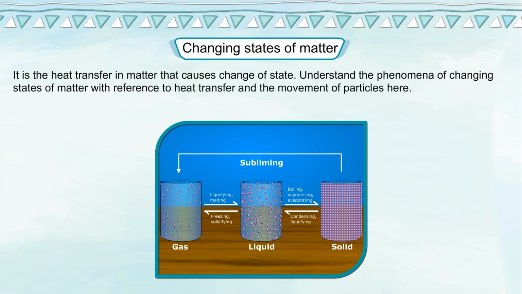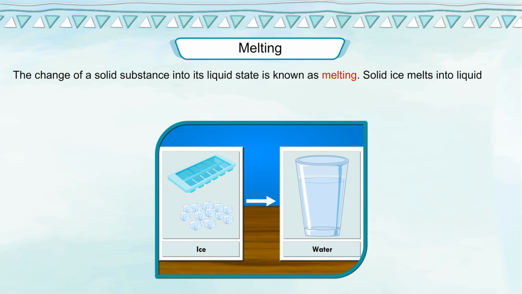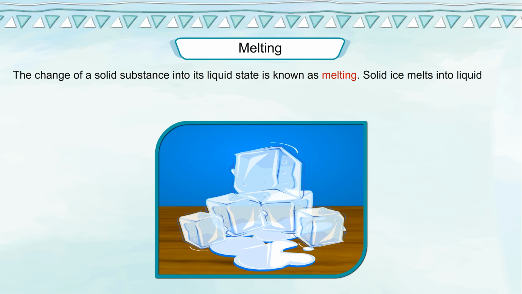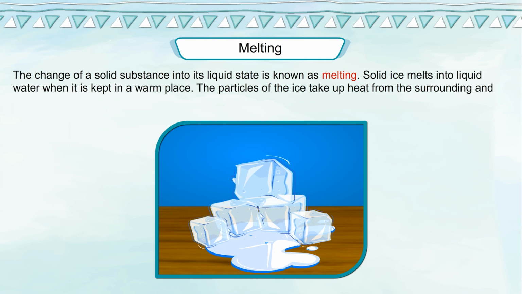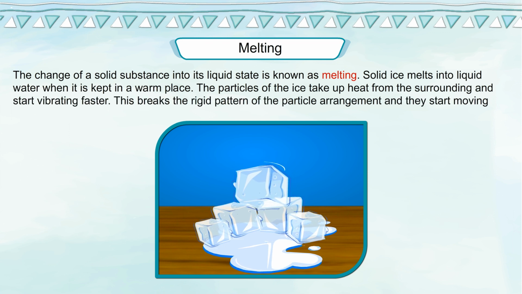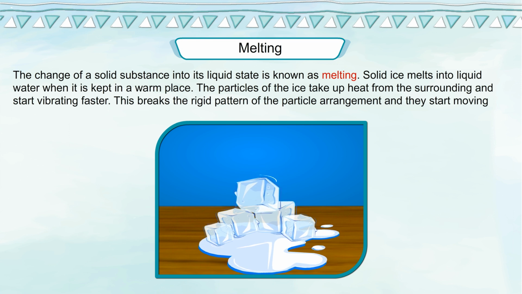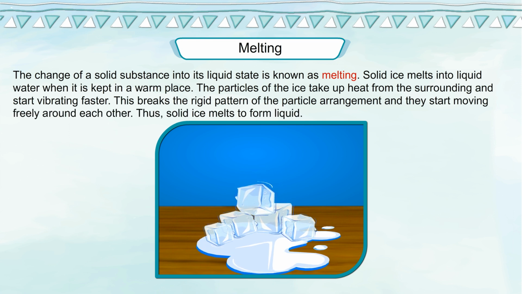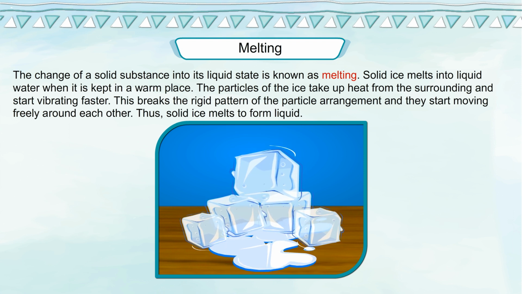Understand the phenomena of changing states of matter with reference to heat transfer and the movement of particles here. Melting. The change of a solid substance into its liquid state is known as melting. Solid ice melts into liquid water when it is kept in a warm place. The particles of the ice take up heat from the surrounding and start vibrating faster. This breaks the rigid pattern of the particle arrangement and they start moving freely around each other. Thus, solid ice melts to form liquid.